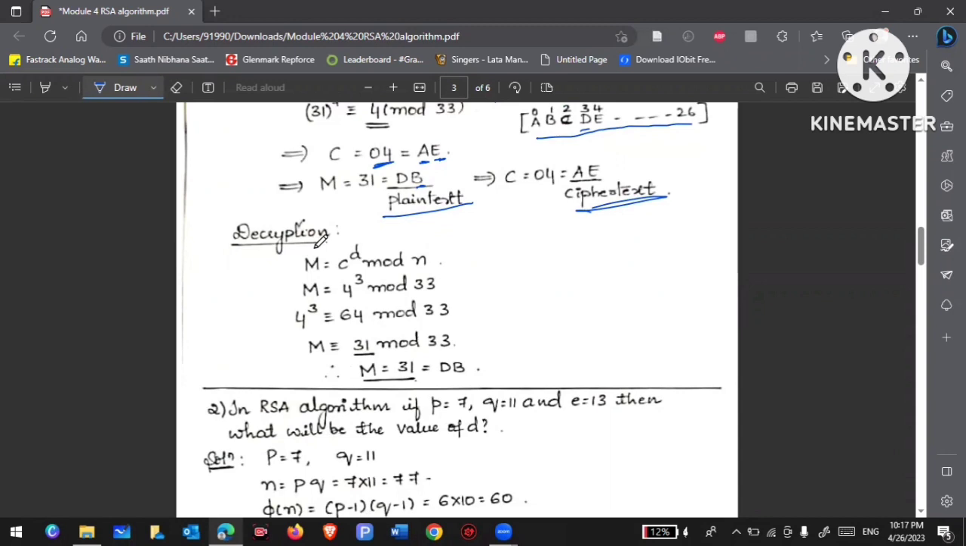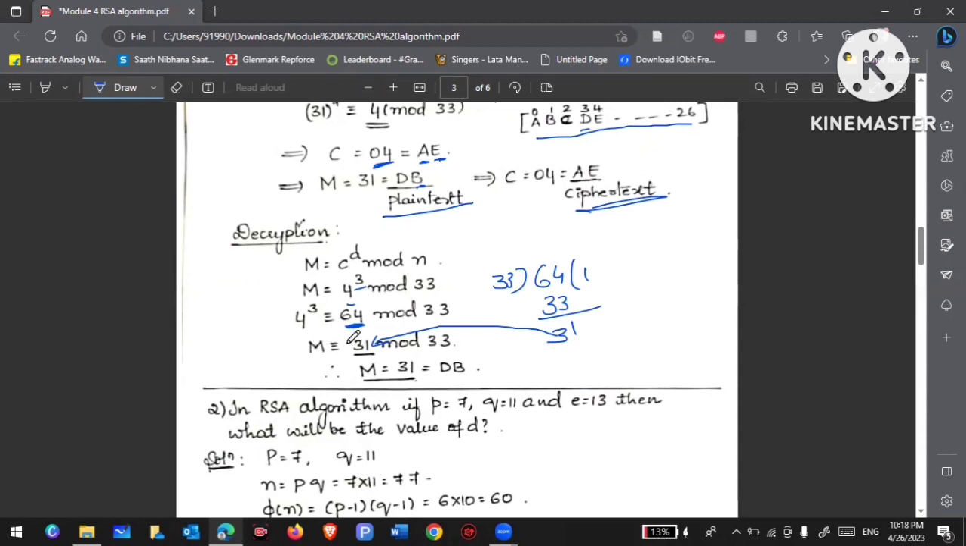We will calculate by using M is equal to C power D mod N. All values we know now. The C value is 4, the D value is 3, and the N value is 33. So 4 cube is 64 mod 33. This remainder can still be reduced. So you have 64 here and 33. 33 ones are 33, remaining is 31. So that has been replaced here as the remainder.